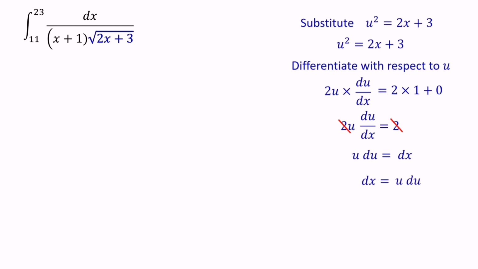Now we can express simple x value in terms of u. u squared equals 2x plus 3. Then u squared minus 3 equals 2x. x value equals u squared minus 3 over 2.